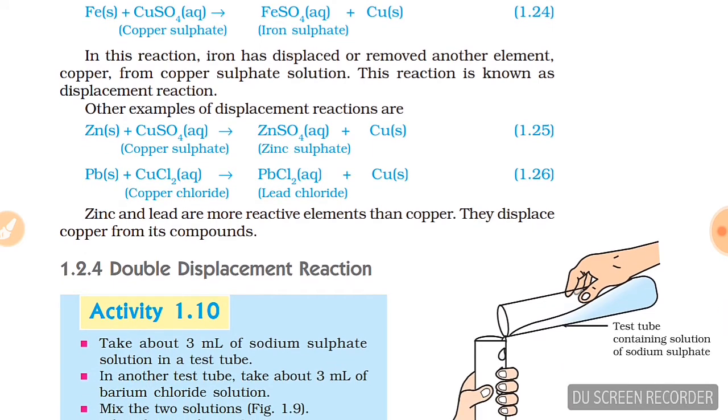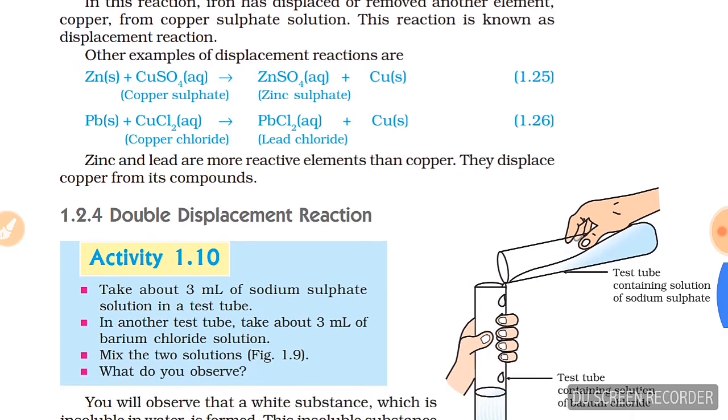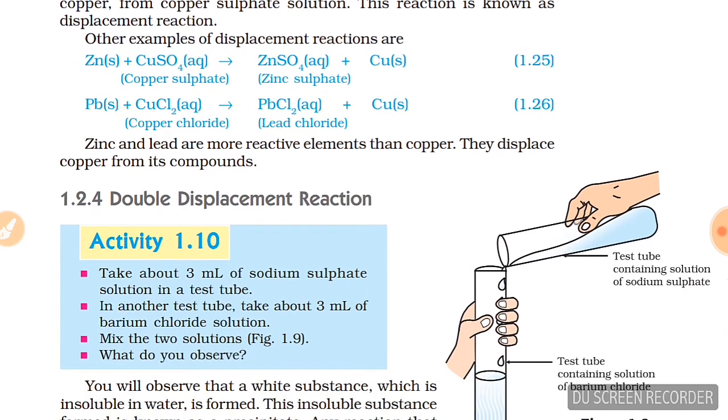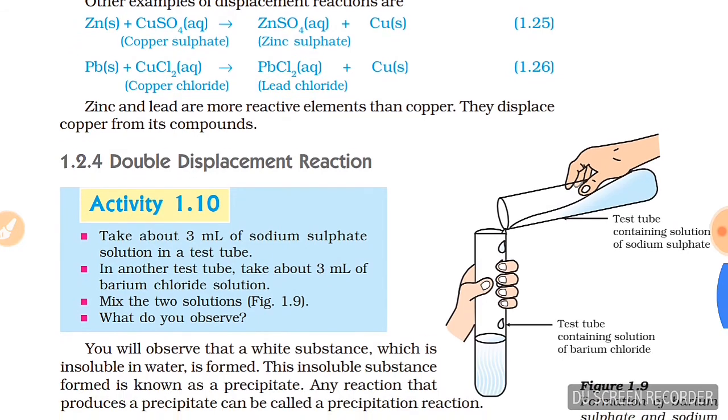Zinc plus copper sulfate solution. When zinc reacts with copper sulfate solution, the same thing happens. Zinc displaces copper and forms zinc sulfate. In the same way, when lead reacts with copper chloride, what happens? Lead chloride is formed and copper is displaced.